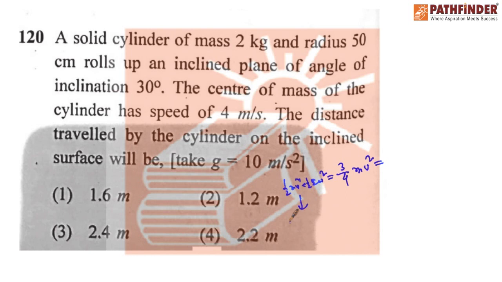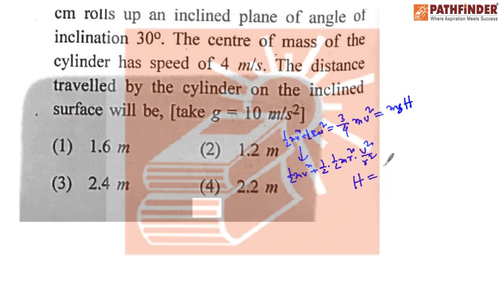I will do the calculation again. It is half m v squared plus half I, which is half m r square, times omega square, which is v square by r square. So we are getting these things, 3 by 4 m v square. Okay. So this thing is equal to m g h. You want to determine what is h, the distance travelled by the cylinder on the inclined plane. h will give you height. The inclination angle is given. Then you can determine what is the distance travelled. So from here you are getting H max, this capital H, after doing this calculation, is equal to 1.2 meter.